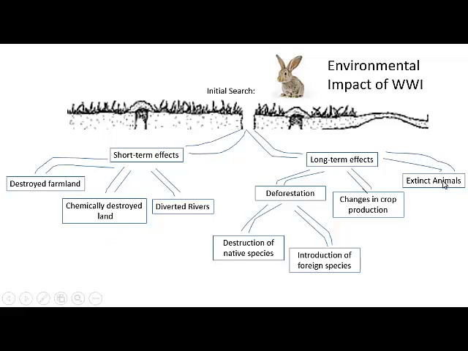I didn't even realize that this would have a huge impact on animals, and that some animals would become extinct, like the European bison, as a result of this. And so I dived down a little bit deeper into that. Deforestation to build all these trenches and some of the different things they needed. And then as a result of that, you lose native species, and there was introduction of foreign species of trees and different kinds of plants that would take over. So it changed the landscape that way. Changes in crop production, all kinds of things.